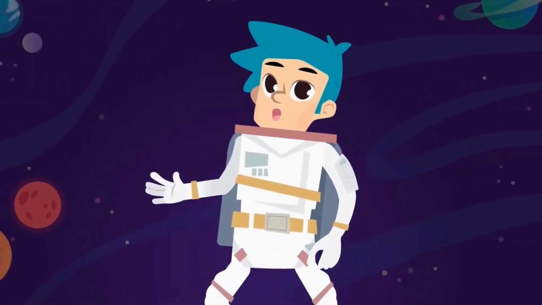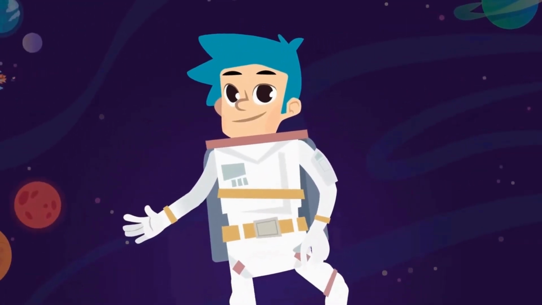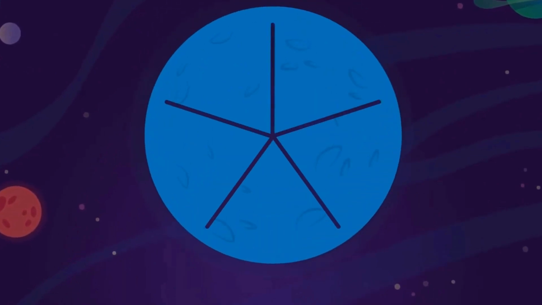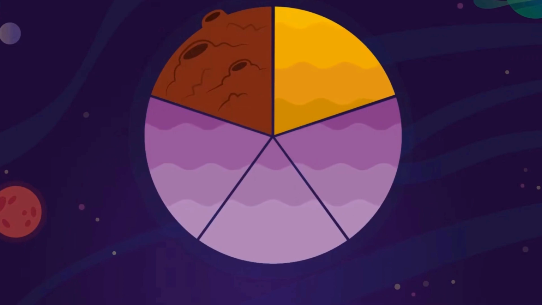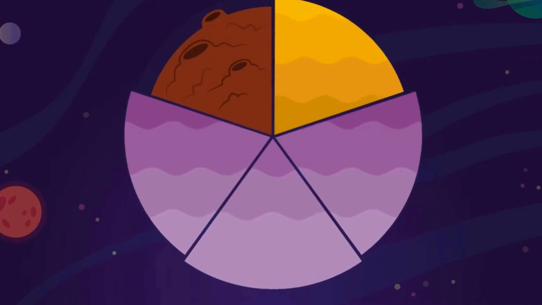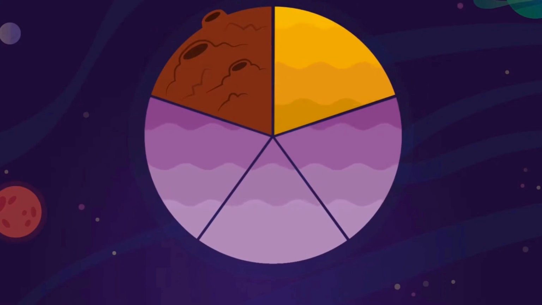Will you help me figure out something else? Learnython, our neighboring planet, is divided into 5 equal parts. There is yellow water on 1/5 of the planet, purple water on 3/5 of the planet, and volcanic soil on 1/5 of the planet. How much of the land on planet Learnython is covered with water?